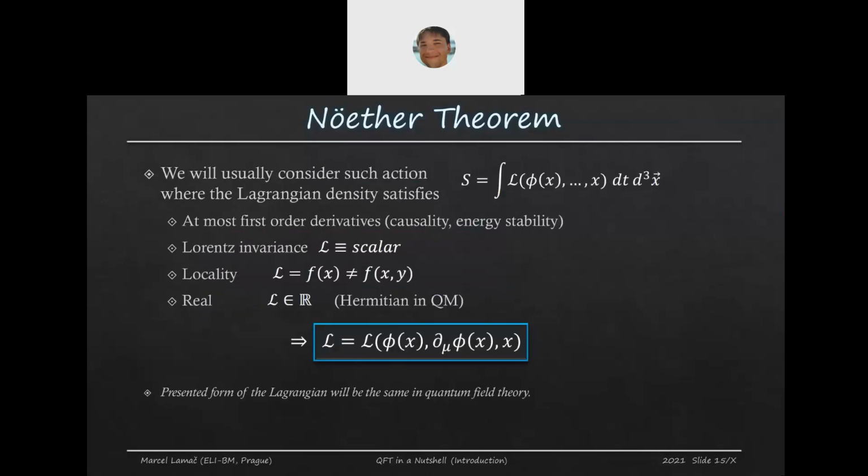Before we do an example, I was saying something about the choice of a Lagrangian, so let's specify what we mean by that. We will usually consider such actions where the Lagrangian density satisfies the following conditions. At most, we will consider first order derivatives. Why? Because if we considered higher order derivatives, I don't know if you ever tried to solve or played with Newton's second law where you consider the third derivative of position instead of the second one.